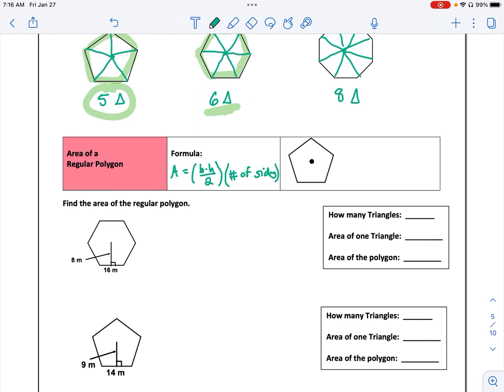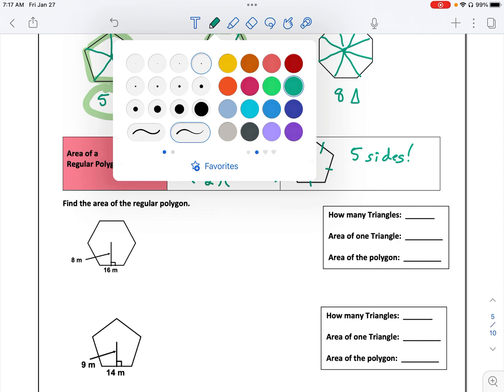So here we've got a shape that has 1, 2, 3, 4, 5 sides. So you would multiply the area of the triangle by 5 sides. A reminder for the triangle, let's get a different color.